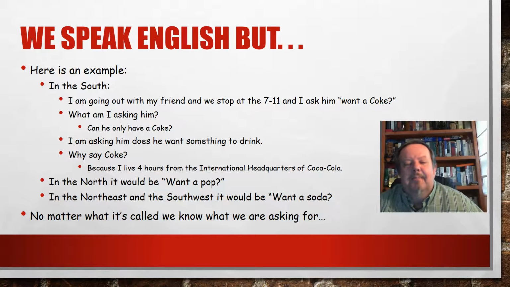So here's an example of what I was talking about in a regional dialect. In the South, where I live in the southern part of the United States, in what they call Lower Alabama, so I'm not too far from the Gulf of Mexico. Let's say I'm going out with a friend of mine, and we stop at the local 7-Eleven, and I ask him, my friend, "Want a Coke?" What am I asking him? I'm asking him, does he want something to drink?